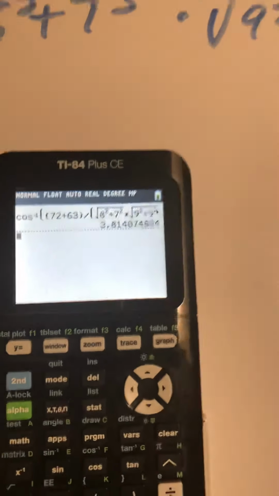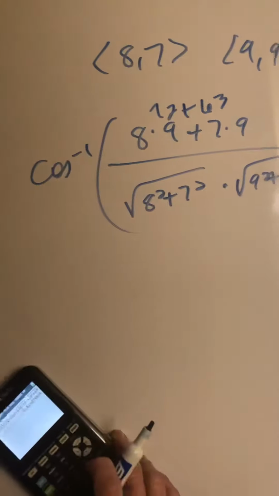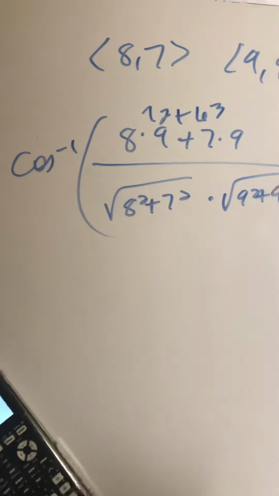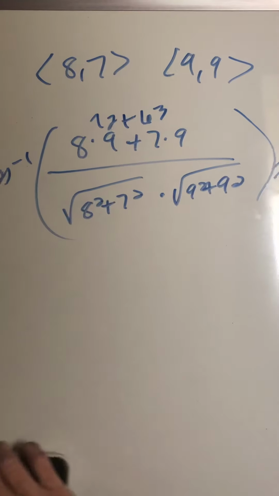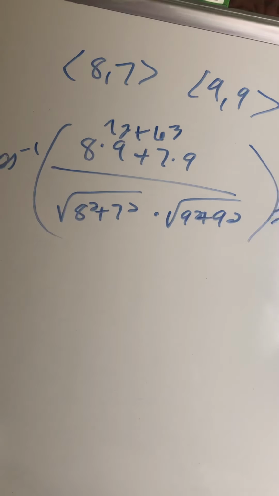And it's actually 3.8. That's the angle between it. That's a very small angle, but that's correct. So that's how you do that dot product. That's how you do the angle between. You use the dot product to find the angle between. So it's that inverse cosine thing.